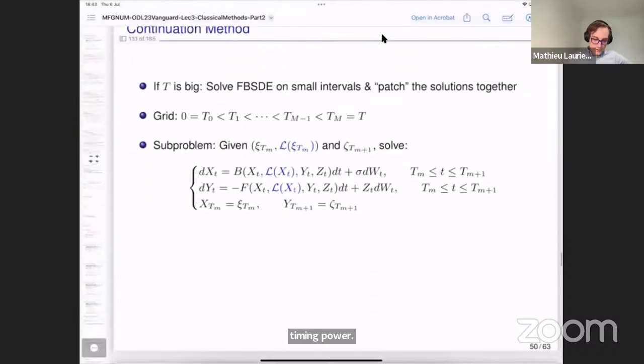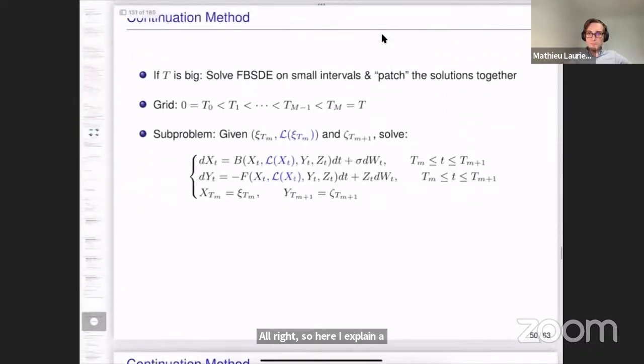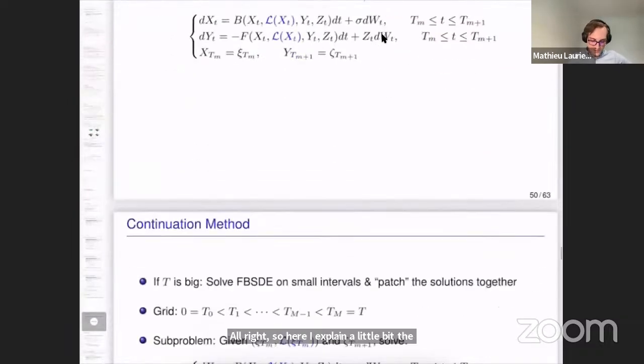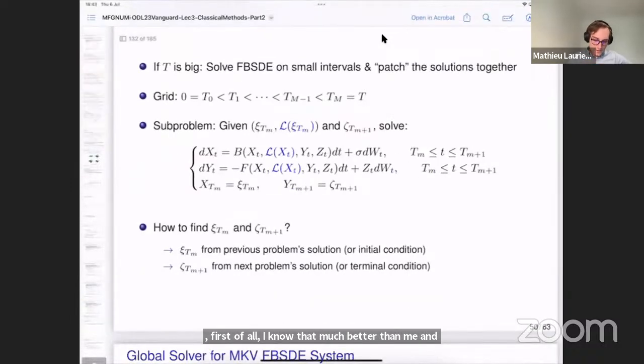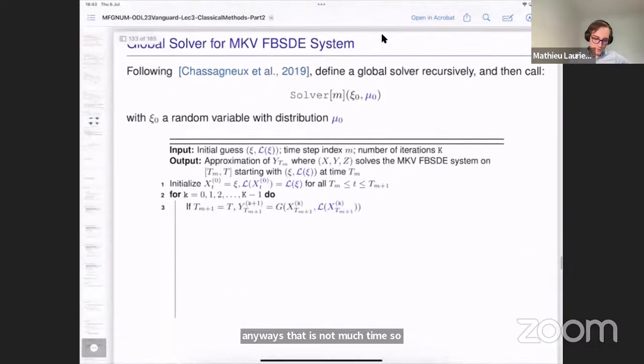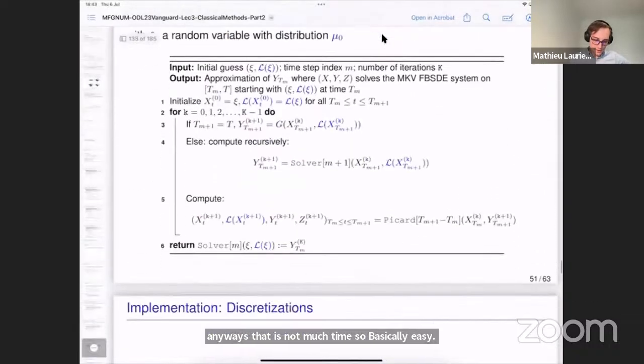All right, so here I explain a little bit the detail, but Francois knows that much better than me. And anyway, there is not much time. So basically, the scheme is a little bit more complicated. Let me show the algorithm.